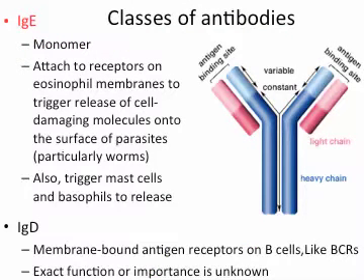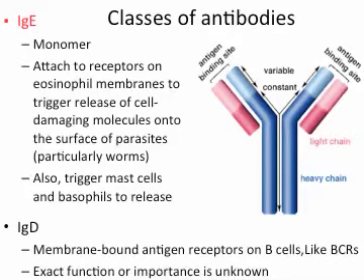The next class of antibody is IgE, so that's a monomer. And IgE tends to be upregulated when you have a parasitic worm infection. So you'll make a lot of IgE, and then eosinophils can bind to that IgE, and then the eosinophils, they can secrete toxins to kill the parasitic worm.